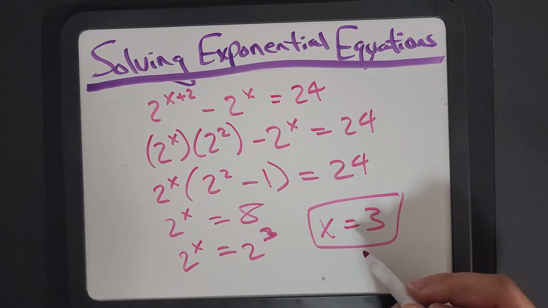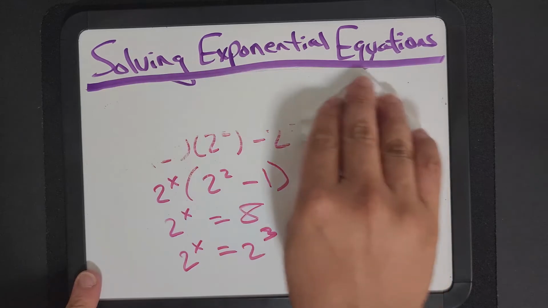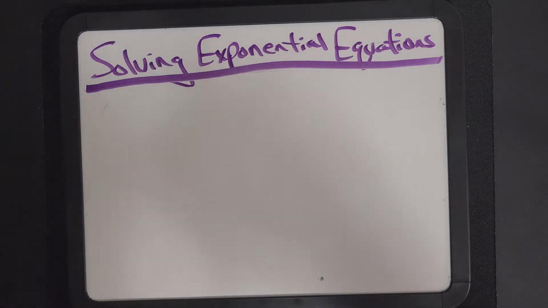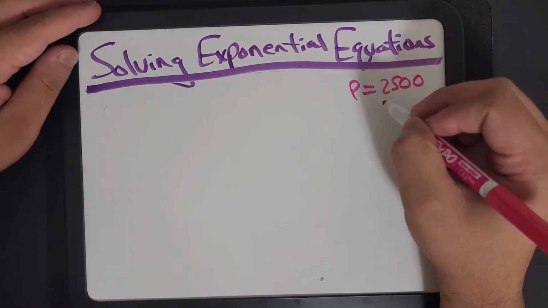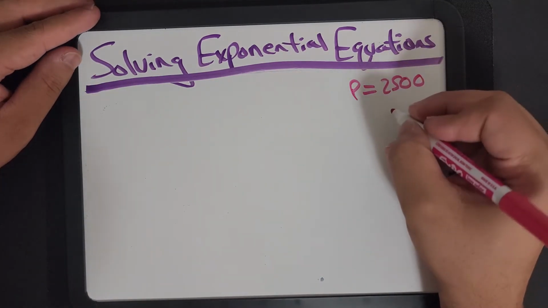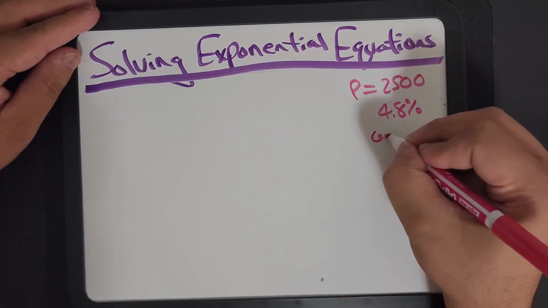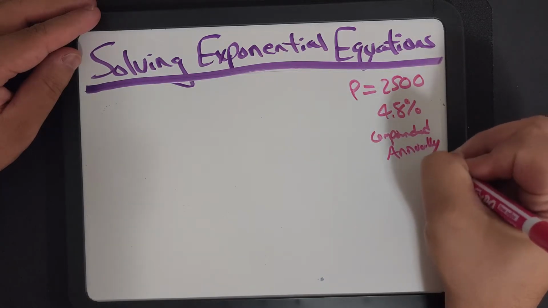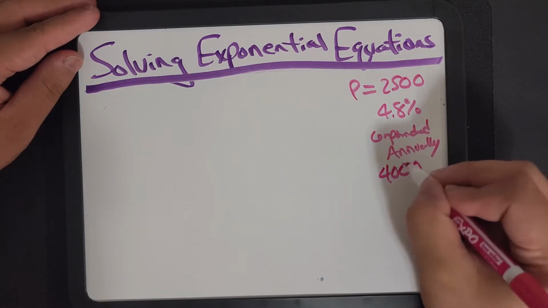Now, to do or not to do another word problem. Yeah, let's do it. Let's say we have an investment of 2,500. Let's say you want it to grow at a rate of 4.8%, compounded annually. The question is, how long till it becomes 4,000?